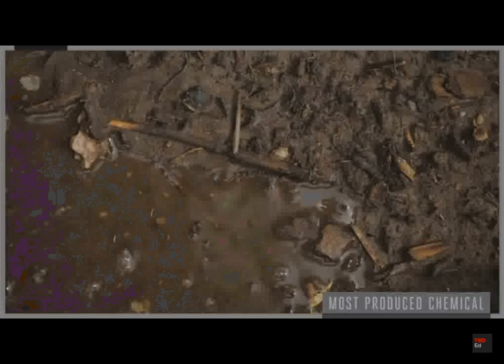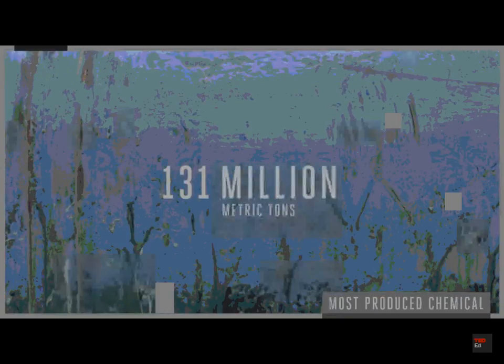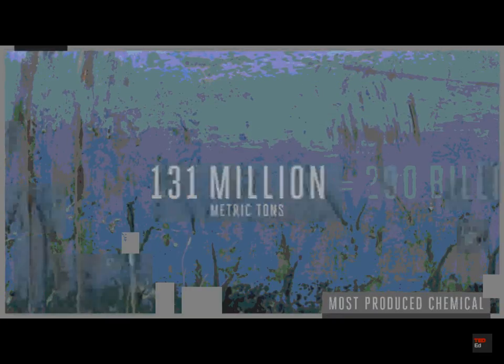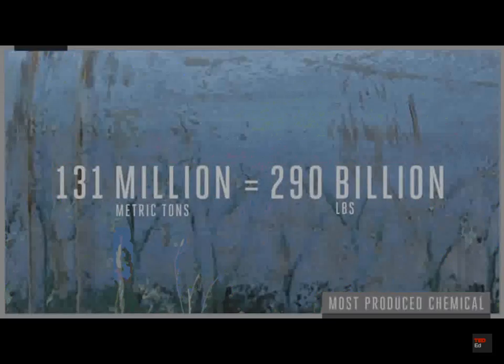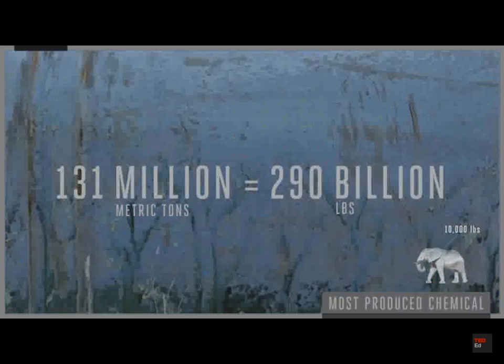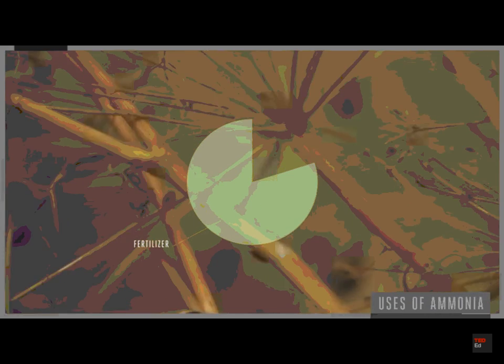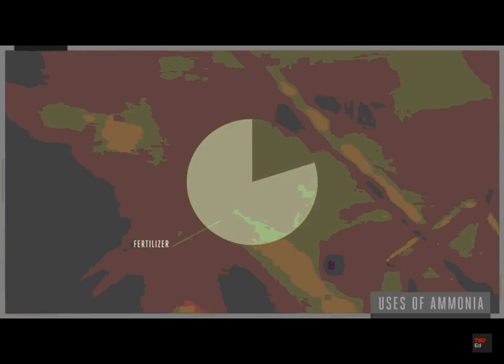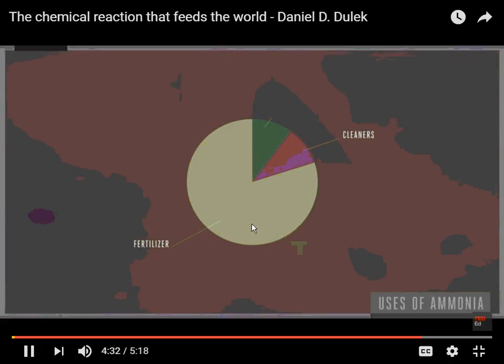Today, ammonia is one of the most produced chemical compounds in the world. Roughly 131 million metric tons are produced a year, which is about 290 billion pounds of ammonia. That's about the mass of 30 million African elephants, weighing roughly 10,000 pounds each. 80% of this ammonia is used in fertilizer production, while the rest is used in industrial and household cleaners, and to produce other nitrogen compounds, such as nitric acid.